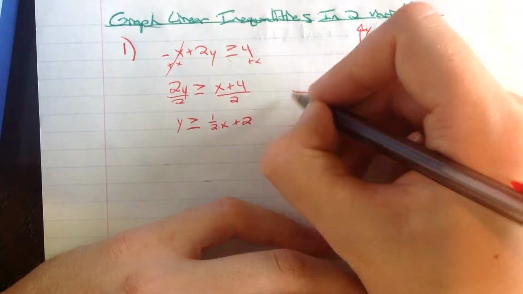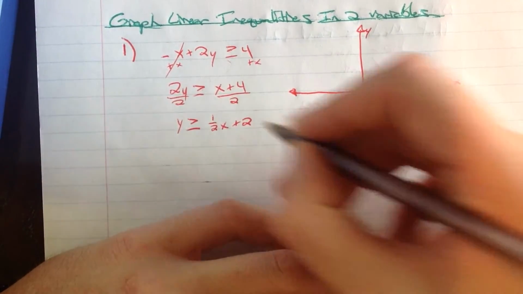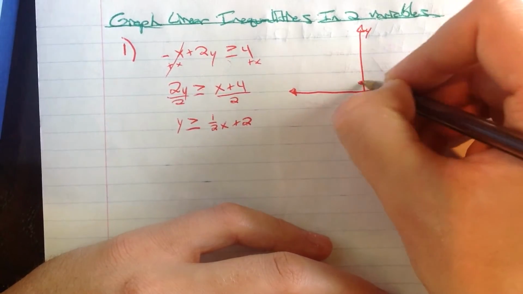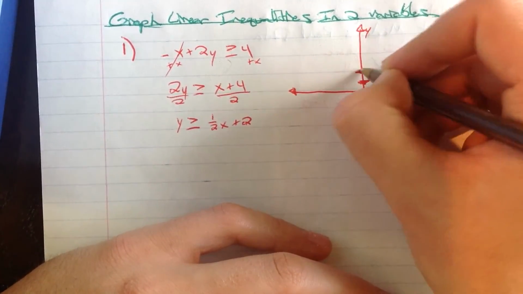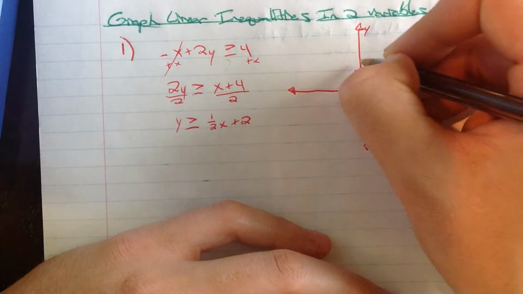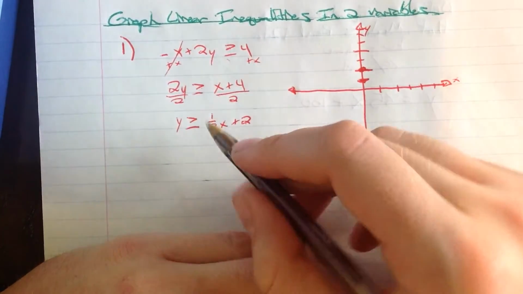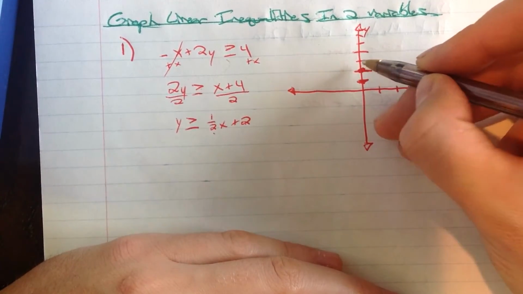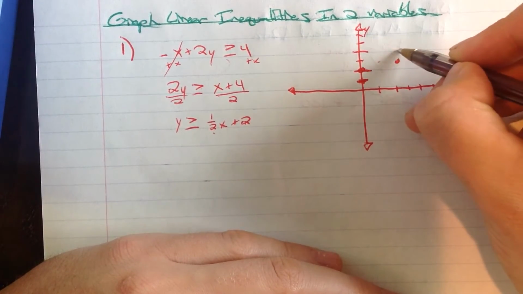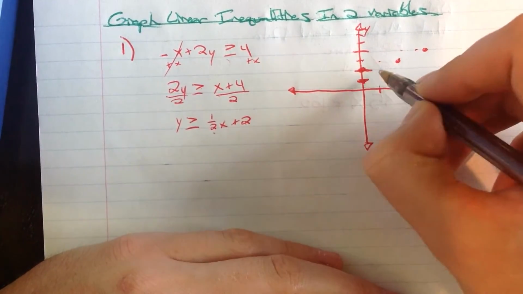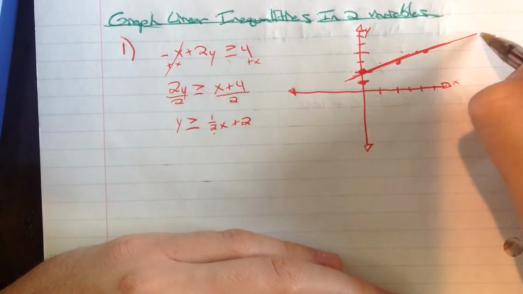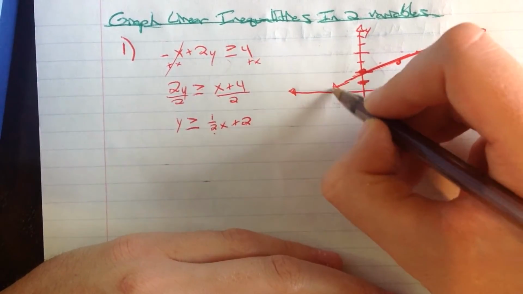Getting my coordinate system ready. Y-intercept of 2, so I'm going to come up 2. Slope of 1/2 means from this point I'm going to go up 1 over 2, up 1 over 2, and I have this equation for this line. So here comes the difference.